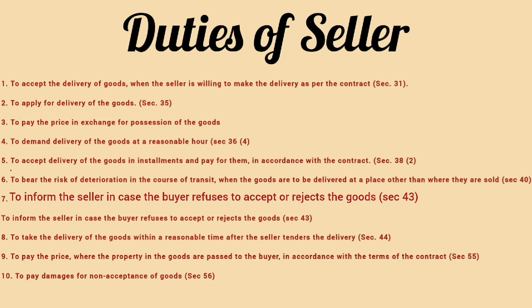Fifth duty is to accept delivery of the goods in installments and pay for them in accordance with the contract as given in section 38, subsection 2. Sixth duty is to bear the risk of deterioration in the course of transit when the goods are to be delivered at a place other than where they are sold, provided in section 40.